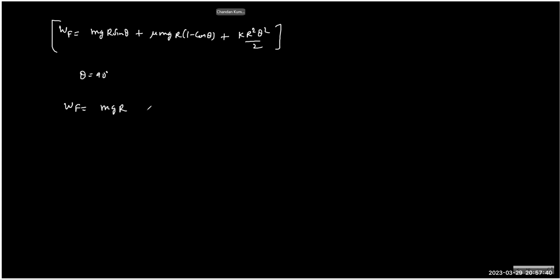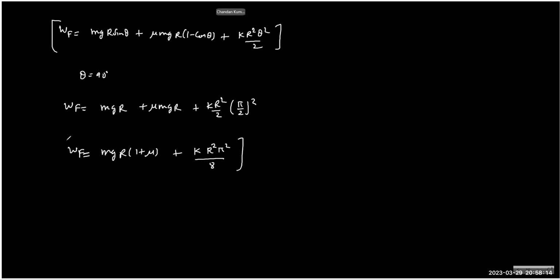Here it is overcome by F. Then mu mgr only, because 1 minus cos 90 is 1 minus 0, which is 1. And then k r square, and theta we should write in radians, pi by 2, so pi square by 8. We can take mgr common: 1 plus mu plus k r square pi square by 8 mg. Interesting. You can see these kinds of questions can be solved with ease now, if you realize.